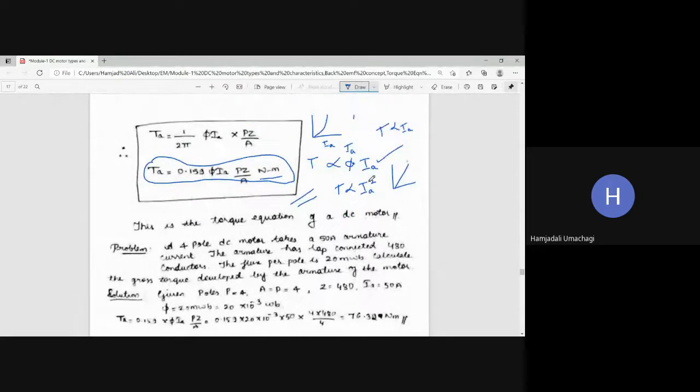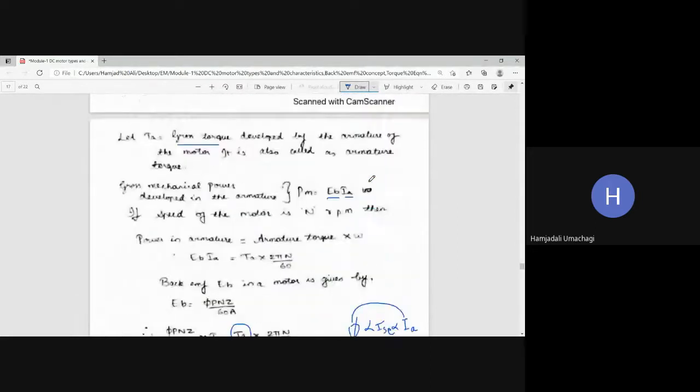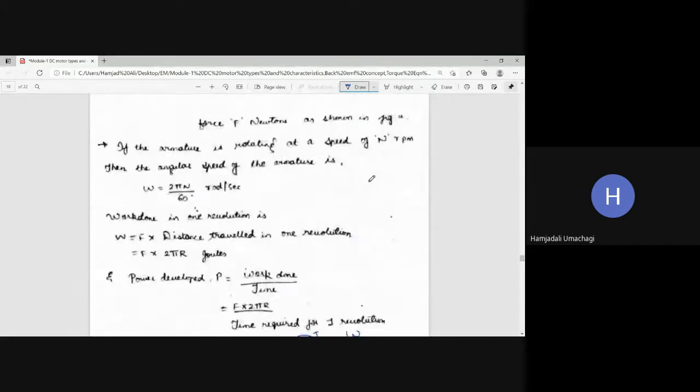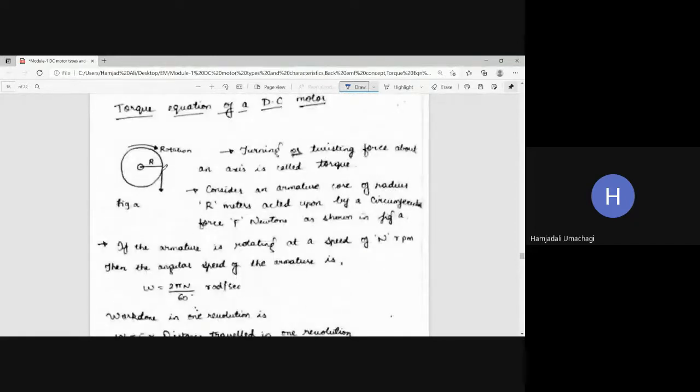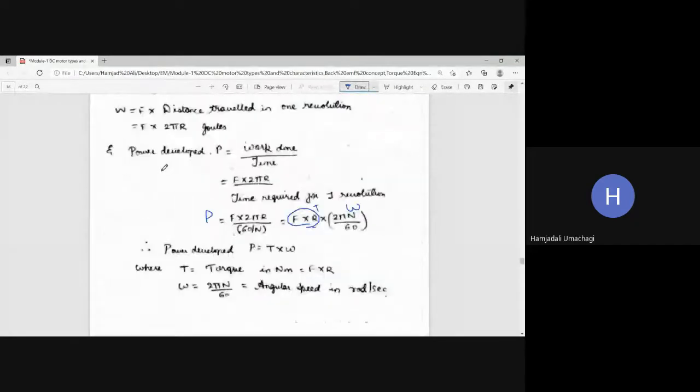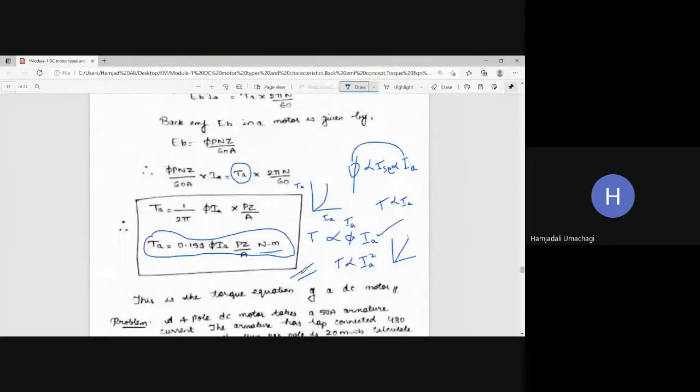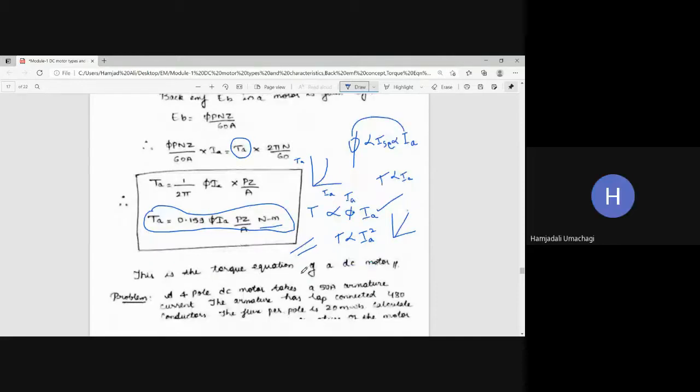Do you have any doubts in the torque equation of DC motor? If it is asked, from here till the last point, till here you are supposed to derive the expression for the torque equation. Is it clear, all of you? Yes, sir. Okay, fine.